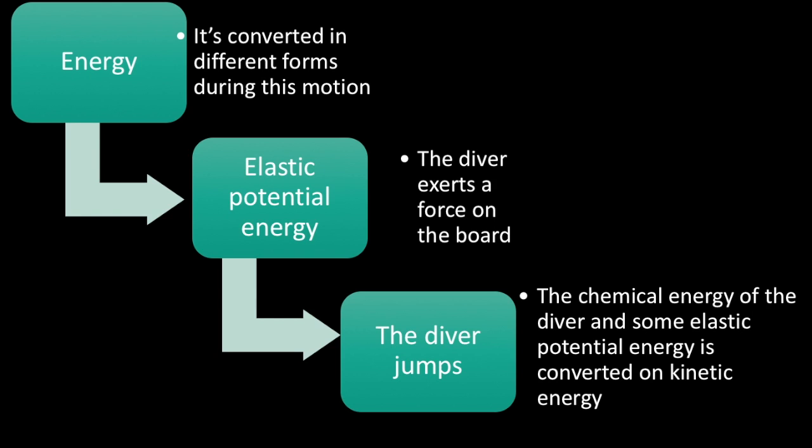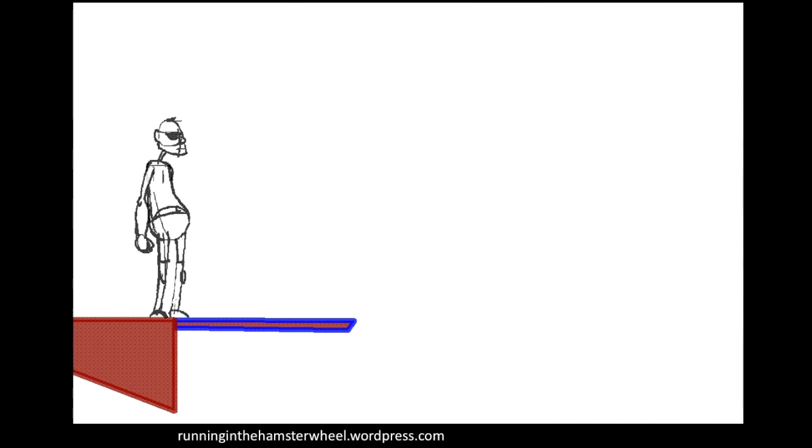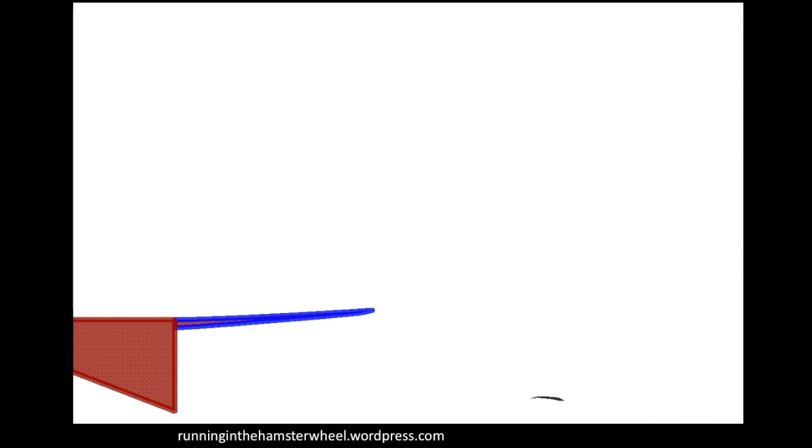Then the diver jumps, and some chemical energy in the diver's body and some elastic potential energy of the board is converted into the diver's kinetic energy. And that's the end of the elastic potential energy, because when the diver reaches the highest point, the kinetic energy is converted into gravitational potential energy. As we can see in this GIF, the board is making some movement, and that movement is the elastic potential energy that the diver is exerting on the board.